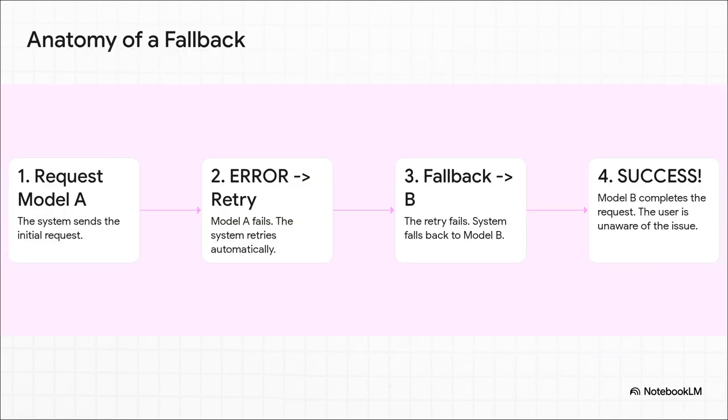And here's how a good system handles it. The system sends a request to your primary model, Model A. But whoops, it fails. Now, instead of just giving up and showing an error, it automatically tries again. When that still doesn't work, it seamlessly falls back to a different option, Model B. And success! The request goes through. Your user? They never even had a clue there was a problem. That's what a resilient system looks like.